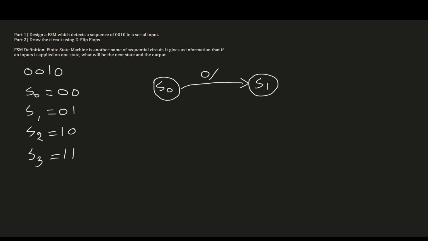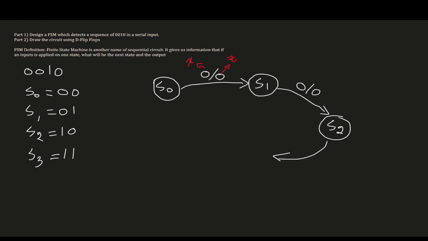And then the output will be 0. So this will be the input. Let's call it X. And then this will be the output. Let's call it Z. And then at S1, if we apply 0 again, this also will take us to the next state. So from S1, if we apply an input of 0, the output will be 0, and then we'll be at state S2.